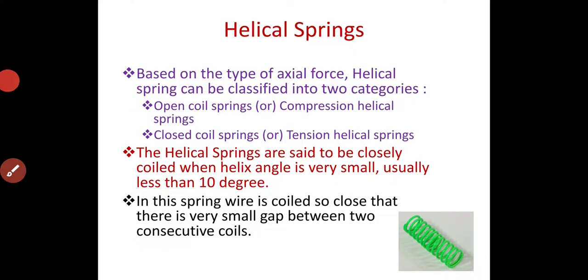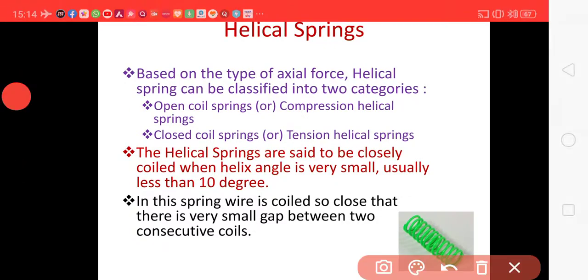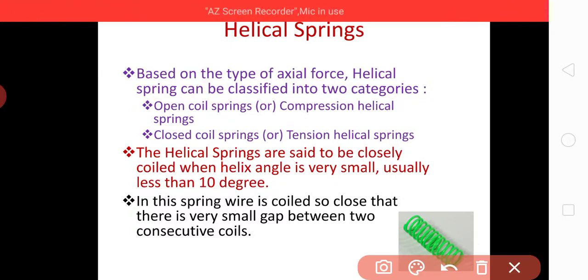Helical springs, based on the type of axial force, can be of two types, that is open coil spring or compression helical spring, and closed coil spring or tension helical spring. This is an example of open coil spring here.